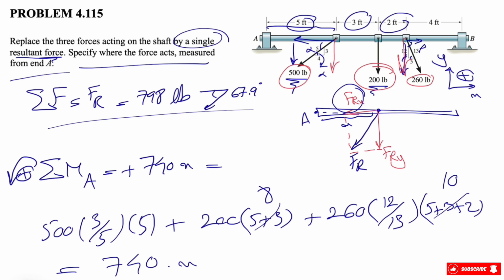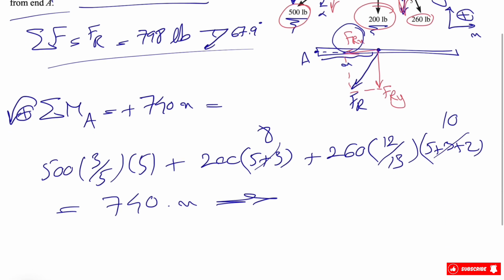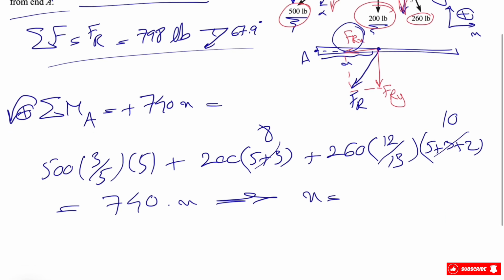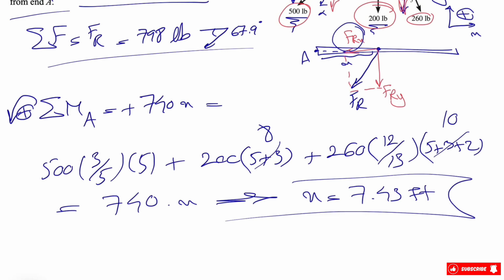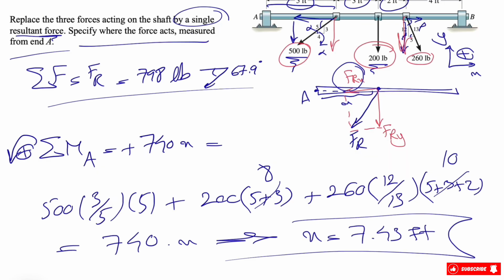740 times x. We only have one unknown in here, which is x, and from here we can find x, which is 7.43 foot, and that would be the second part of the question, which we need to find the location of the force that is acting, the location of the force from point A. And that would be all for this question.